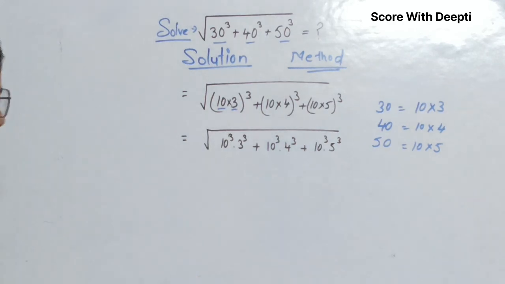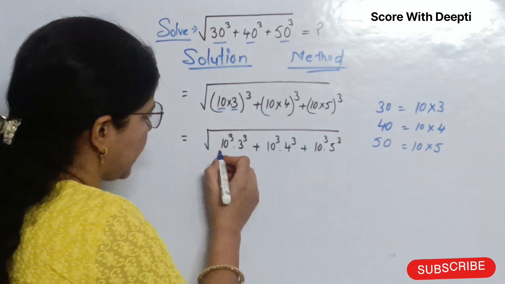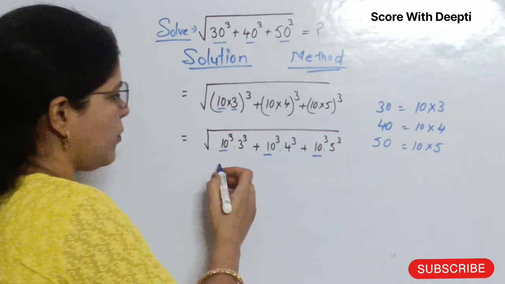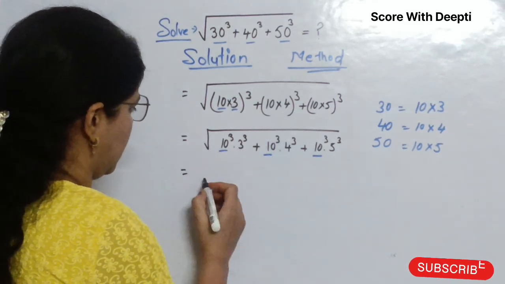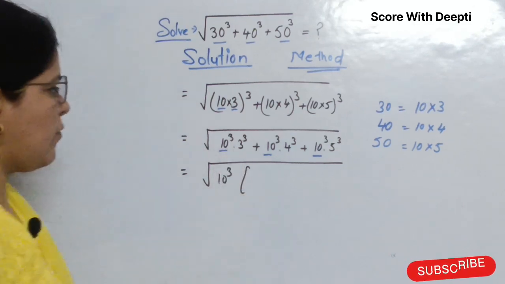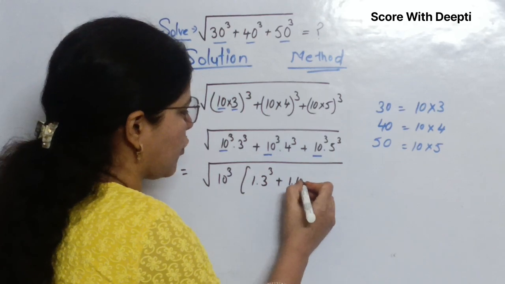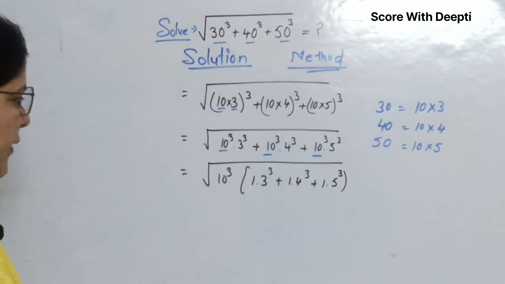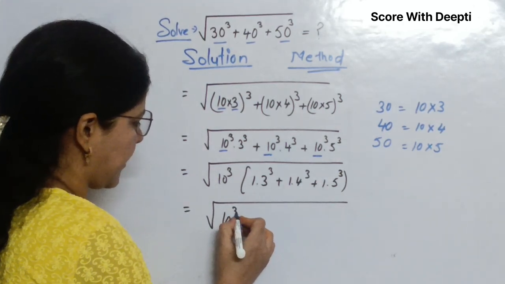Now here we will see there is 10 cube common in all the terms. So we common out 10 cube, and in place of 10 cube we will write 1: 1 into 3 cube plus 1 into 4 cube plus 1 into 5 cube. Next, bracket close. Our next step will be square root under 10 cube.